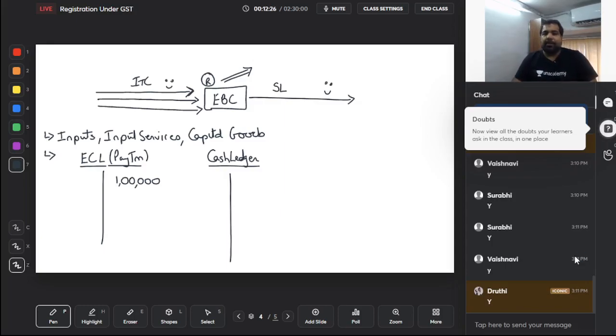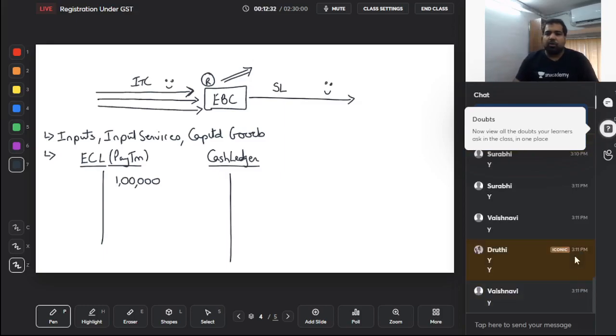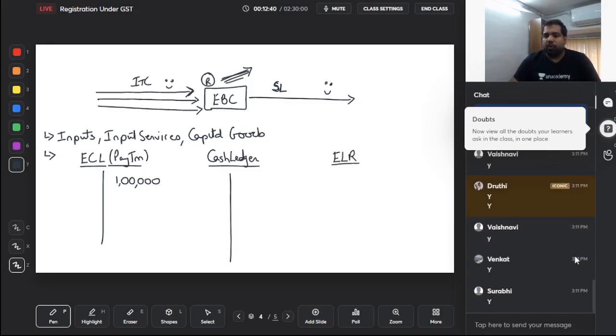And guys, please tell me, every month do you get an electricity bill at the end of the month? Yes. So same way in GST also, whatever supplies you make leads to liability, and that liability you have to pay through an electronic liability register. So whatever liability you have to pay, let's say you have to pay liability of 1,20,000, that 1,20,000 will reflect here.